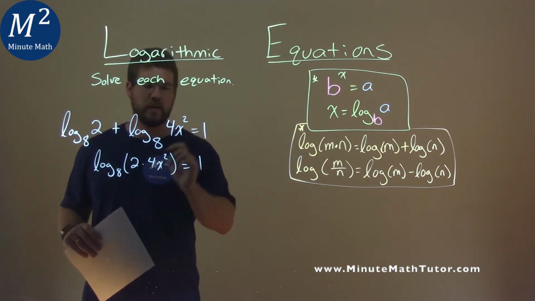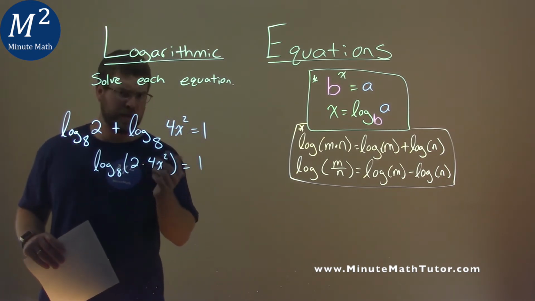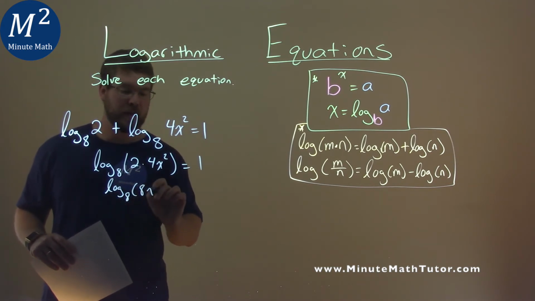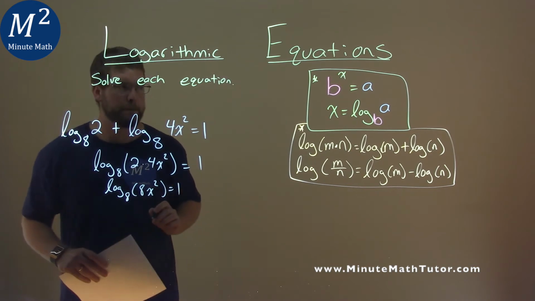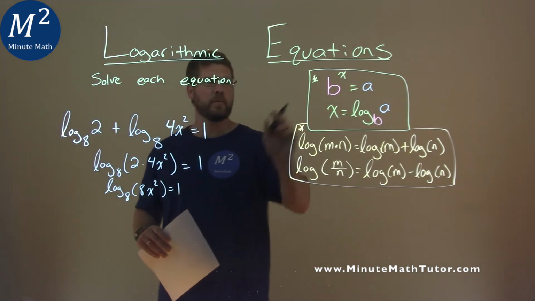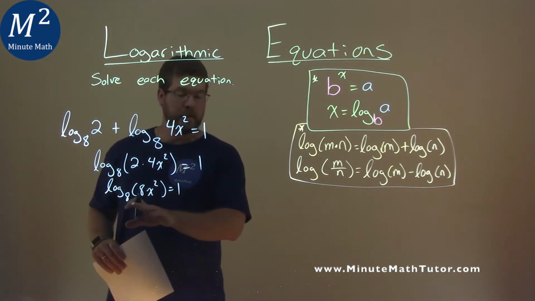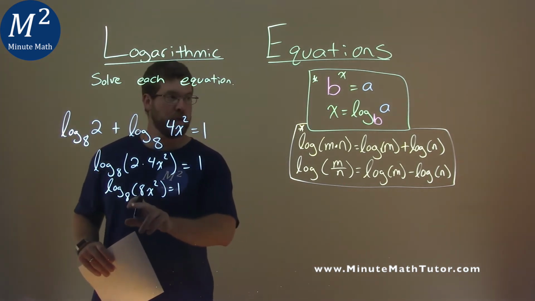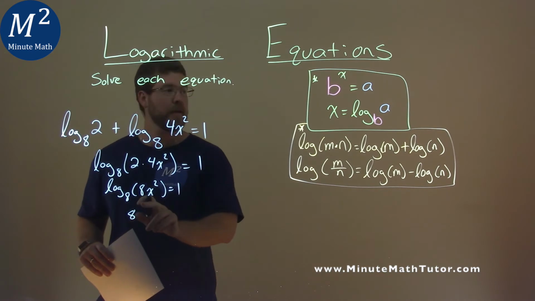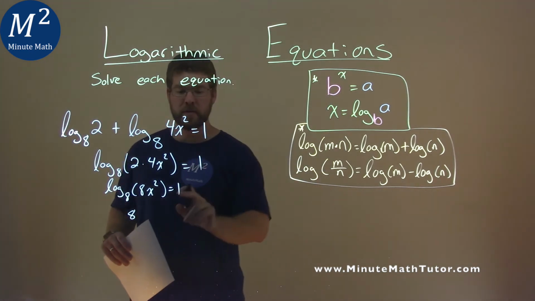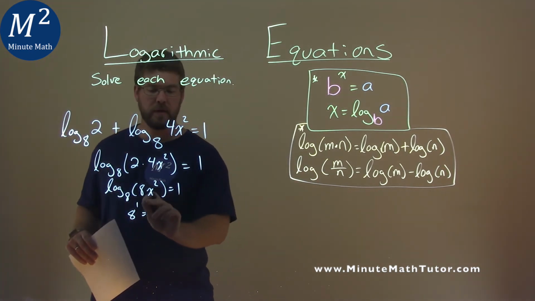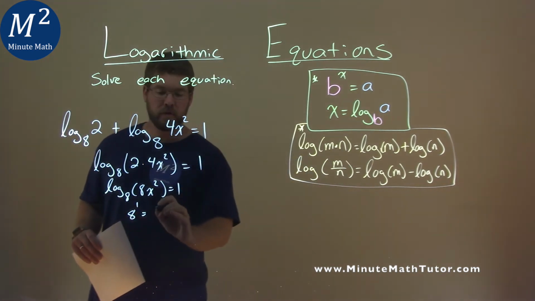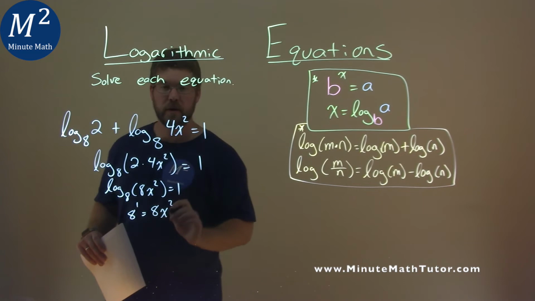And now that's still going to be equal to 1. Well, 2 times 4 is an 8, so we have log base 8 of 8x squared, and that's equal to 1. We now use our top formula. We're given this form here, and we can rewrite it into the top part right there. So our base is 8, and it's raised to the power of what it's equal to, so just the first power right there, and that's going to be equal to what we call our a value, which is what's inside the logarithm, which is 8x squared.